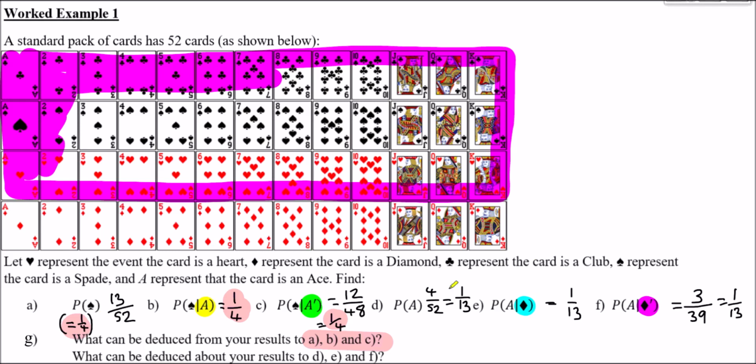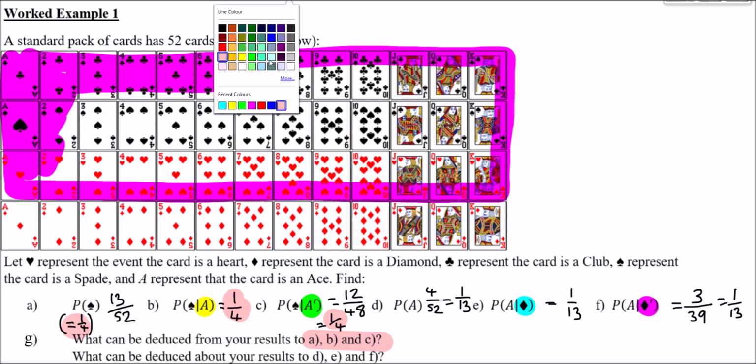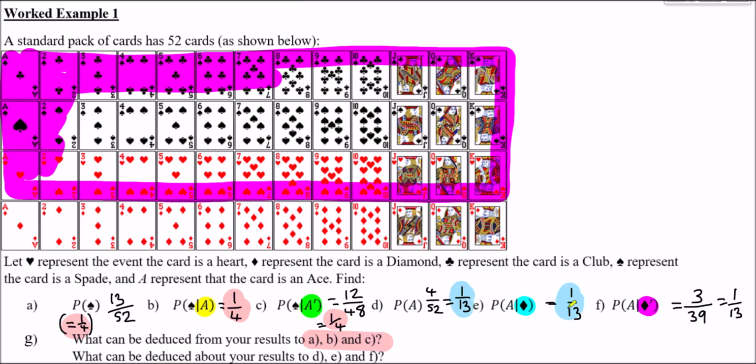If we also have a look at D to F, where we're talking about aces and diamonds, then you can see here that these all simplify down to a 13th.